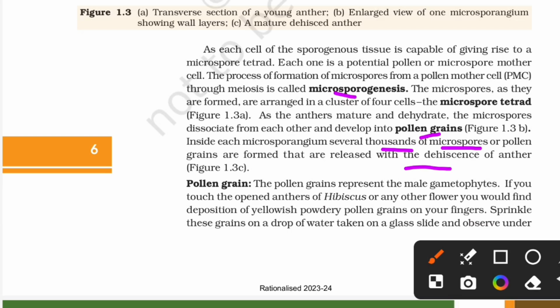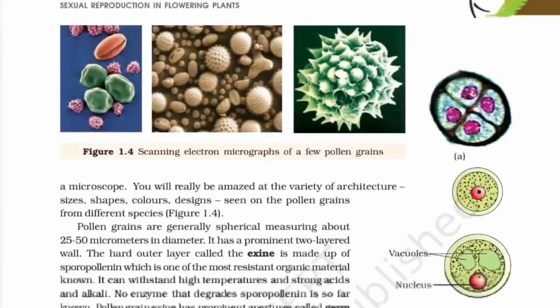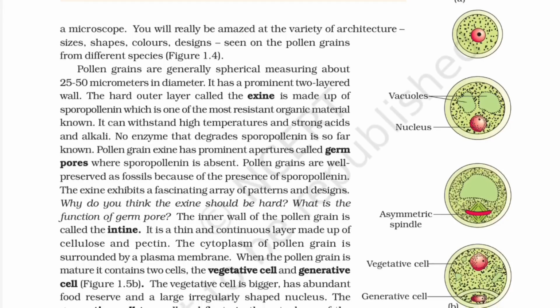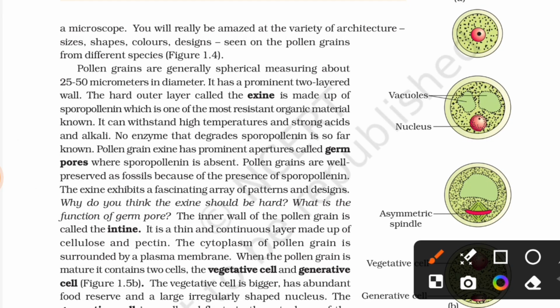If you touch the opened anther of hibiscus or any other flower, you would find a deposit of yellowish powdery pollen grains on your fingers. Sprinkle these grains on a drop of water taken on a glass slide under a microscope. You will really be amazed at the variety of architecture, size, shape, color and design seen on the pollen grains from different species. Pollen grains are generally spherical, measuring about 25 to 50 micrometers in diameter.